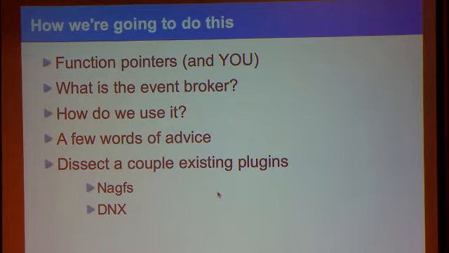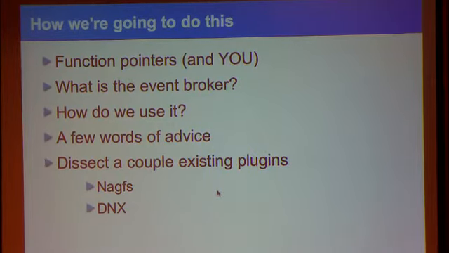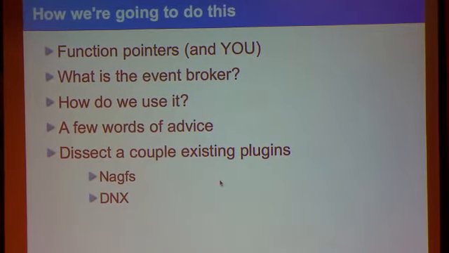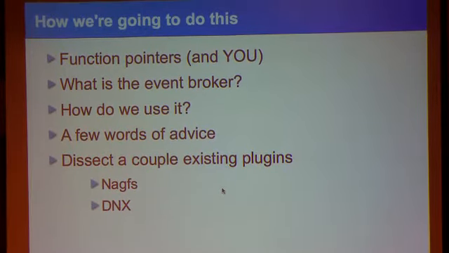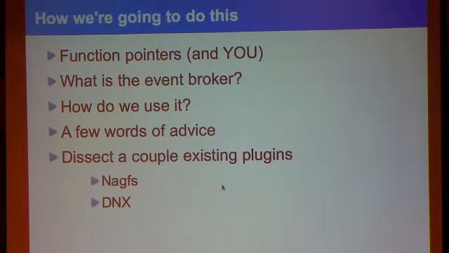But the first time I learned about function pointers was when I was poking around in the APR headers trying to write Apache modules. For any sort of pluggable, modular, shared-object type thing that you end up writing in your systems administrator career, function pointers are pretty much the thing that enables all of it. It makes plugins possible, basically, in C. Then we're going to look at what the event broker actually is, and then how we use it, and then I'm going to give you a very few words of advice, things to avoid, things to look for to help you get started. And then, if we have time, dissect a couple of the existing plugins, and I chose two. The first one is one that I wrote. It's one of the few I can share.